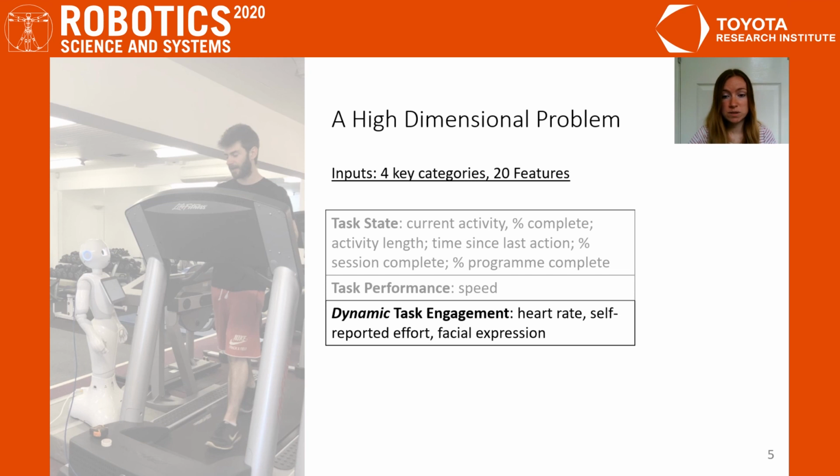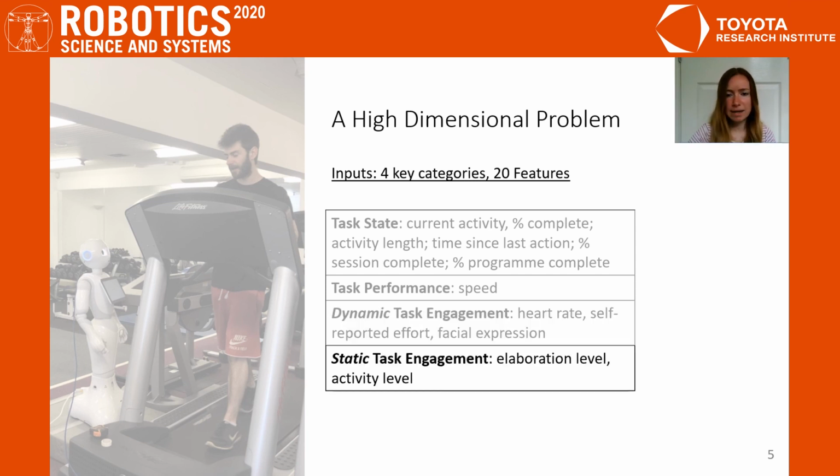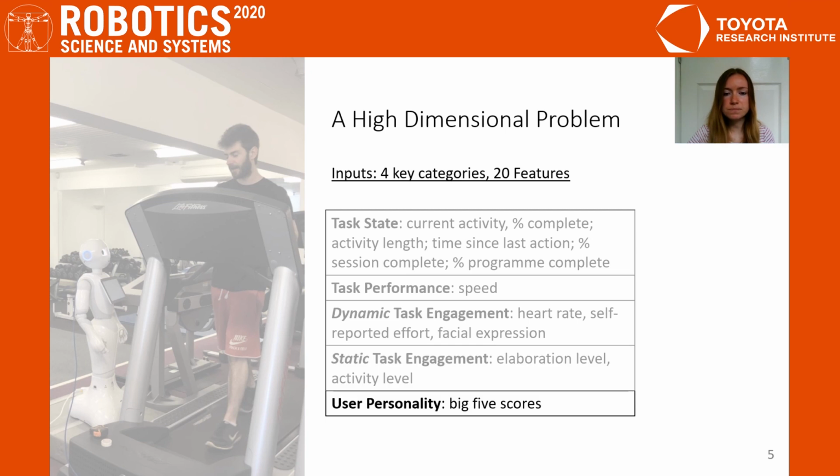Dynamic task engagement, so right now, how much effort is the participant putting in? And for us, that was heart rate and self-reported effort and facial expression. But also a more static task engagement, so what's their overall motivation to be here and their engagement with the programme? And finally, personality scores, because we expect that social interaction needs to be personalised to the user.